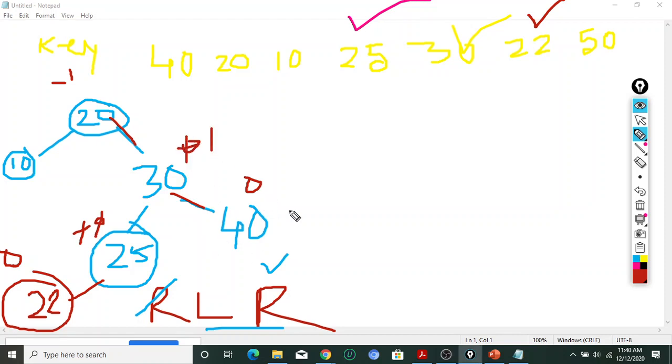And this is 0. Okay, so 2 minus 1 is plus 1, but this one is 1, 2, 3. This is 1, this is 2, this is 3. So 1 minus 3, so that is this one. Now the root node 20 has become imbalanced. Yes or no? Let me check why it is imbalanced.